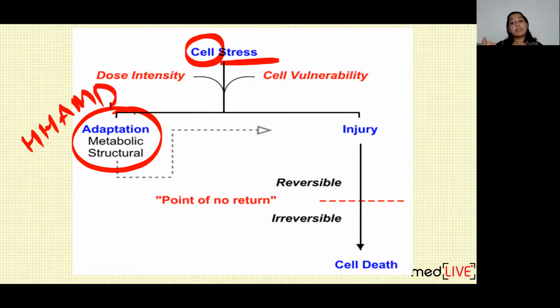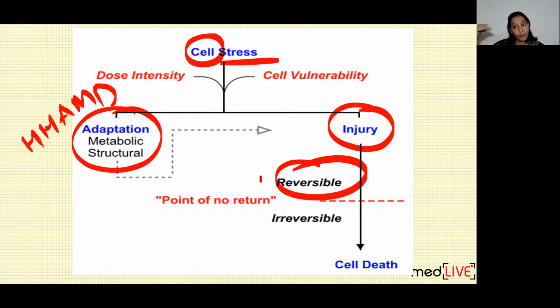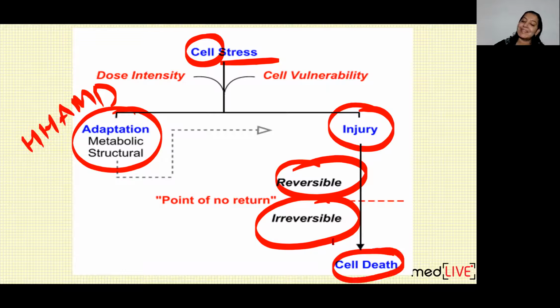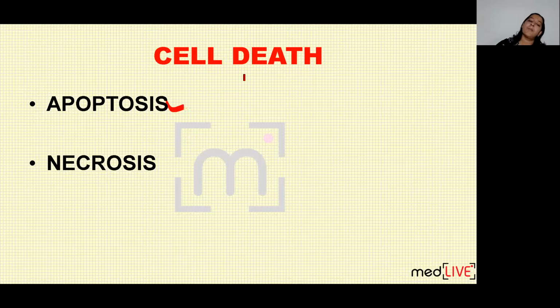But if the stress is more, either the intensity is more or the duration is more, the cell will undergo injury. The initial injury, the first injury is always reversible injury. But after a point of no return, if high intensity stress continues for a long period, the cell will undergo irreversible cell injury. Irreversible cell injury is also known as cell death. The second name of irreversible cell injury is cell death. Cell death are of two types. We have already discussed apoptosis and necrosis.